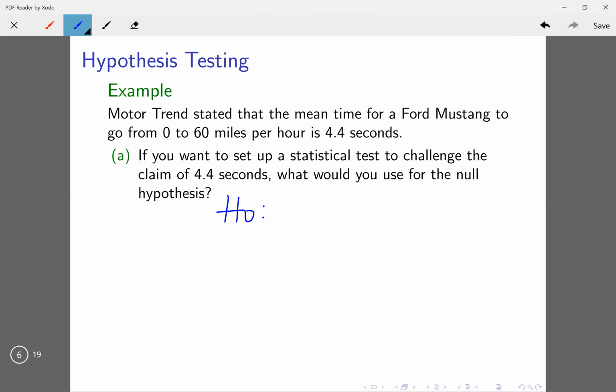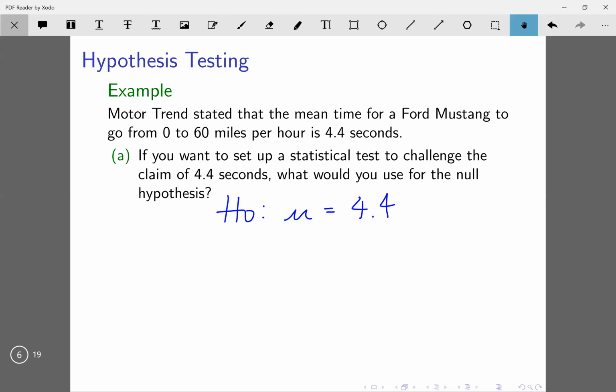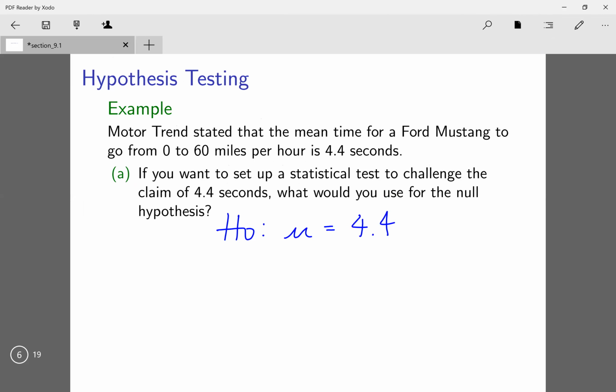Well, think about that for a second. And what you're probably going to identify is the null hypothesis is that the average time to go from 0 to 60 is 4.4 seconds. All right, well, that was relatively easy. The null hypothesis is the hypothesis of no change.